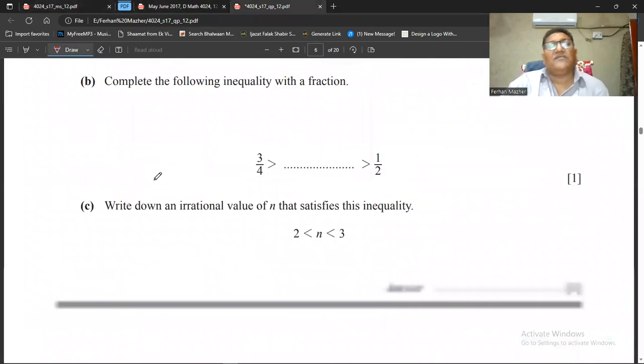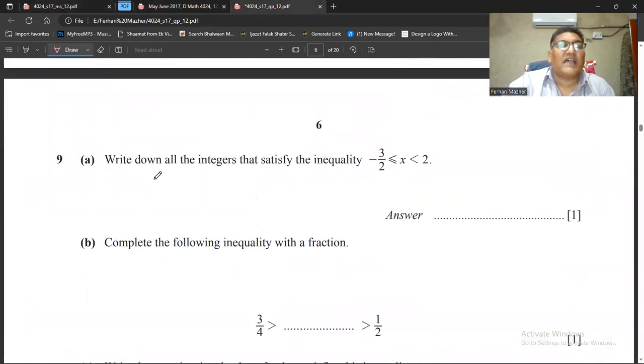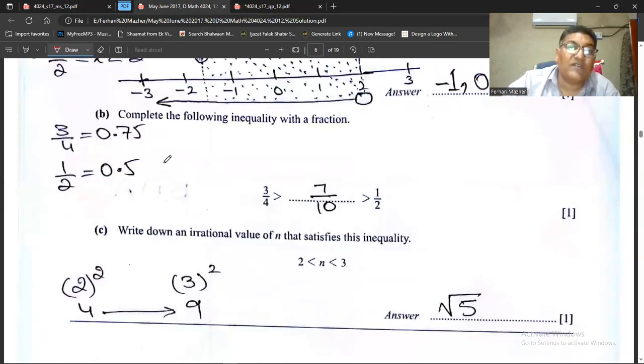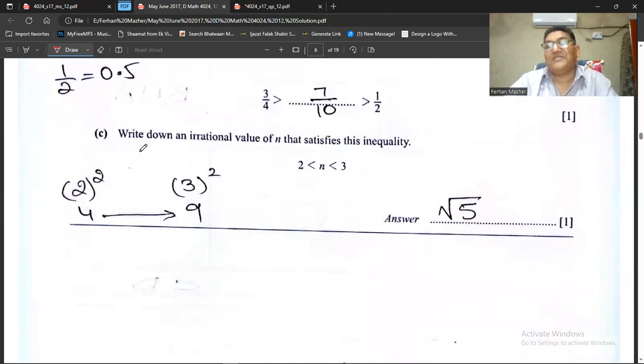Okay, so then we have question number 9, part C. It says, write down an irrational value of n that satisfies this inequality: n is more than 2 and less than 3. So it's a very simple thing. You will square the 2, you will square the 3, and then you will find a prime number between them.